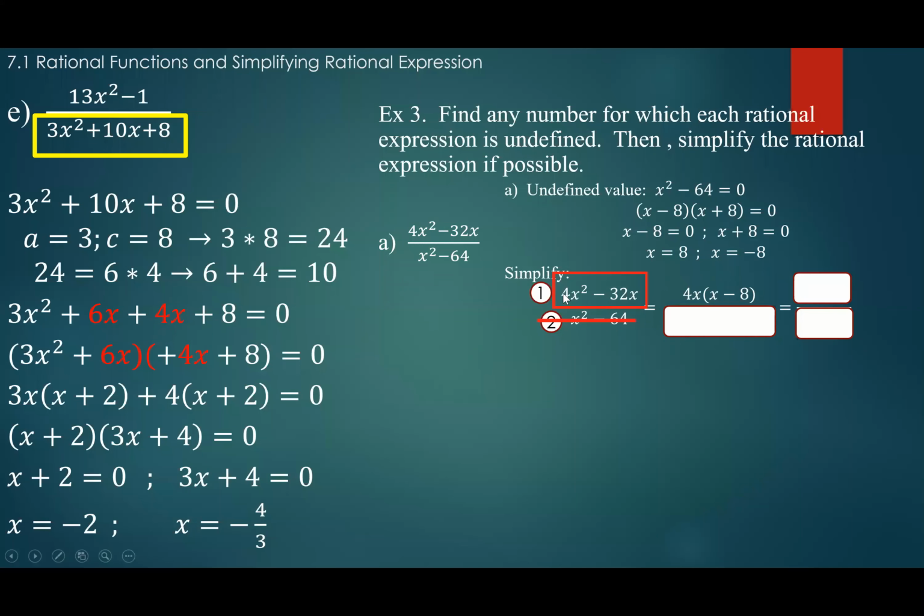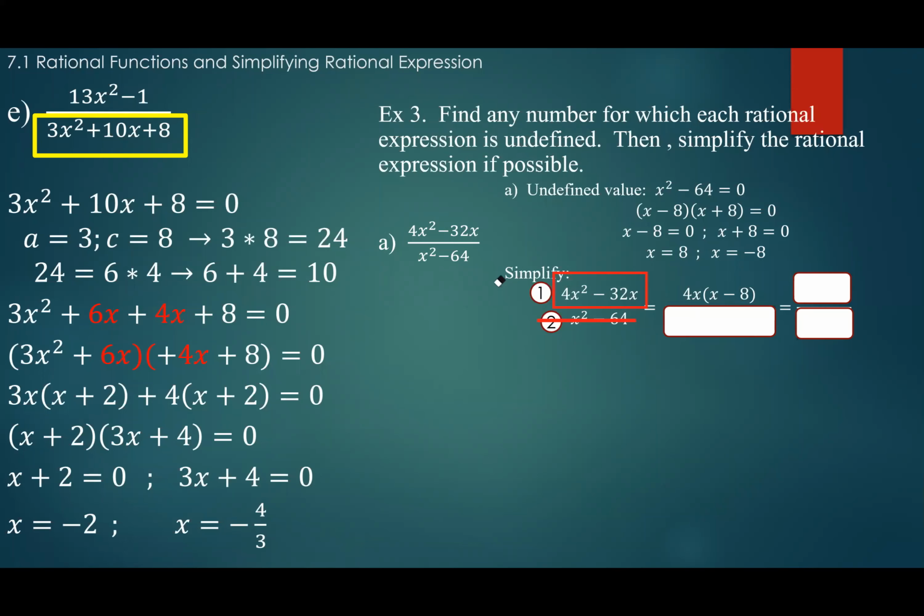4 can go into 4 one time, and 4 can go into 32 eight times. There's an x squared here and there's an x here, so they have a common x. If I take it out, x squared minus x leaves x minus 1. No more x. My common item is the 4 and the x. So that's what we do: we treat the numerator as one problem.